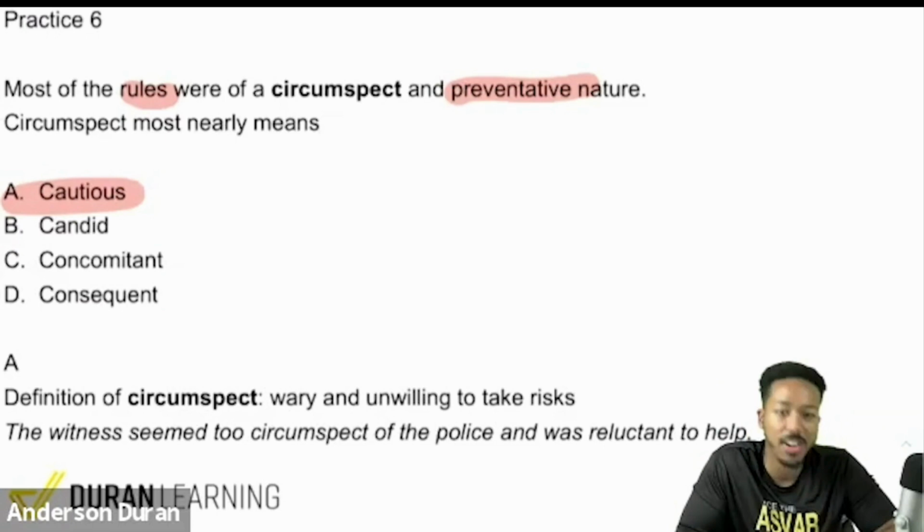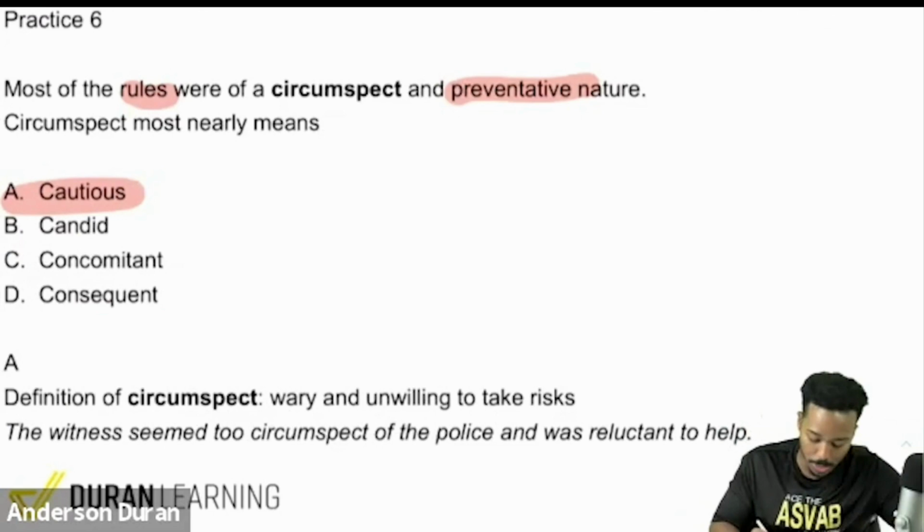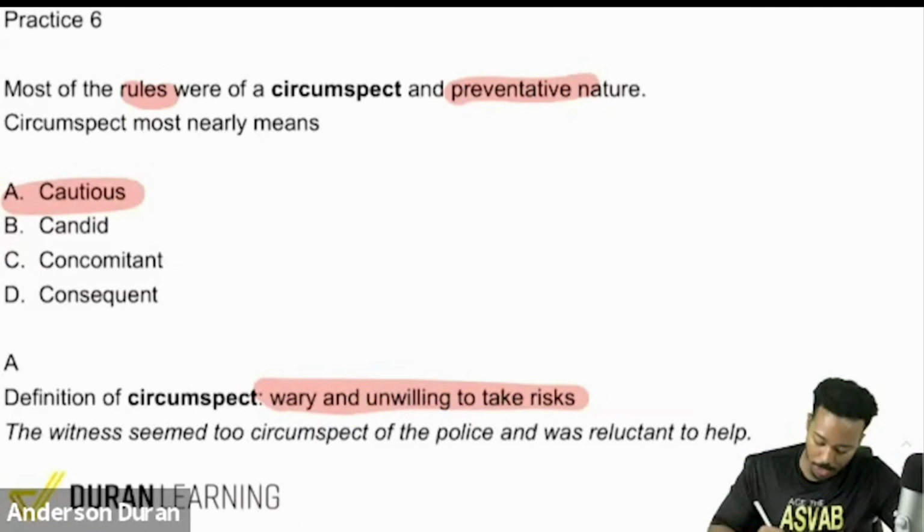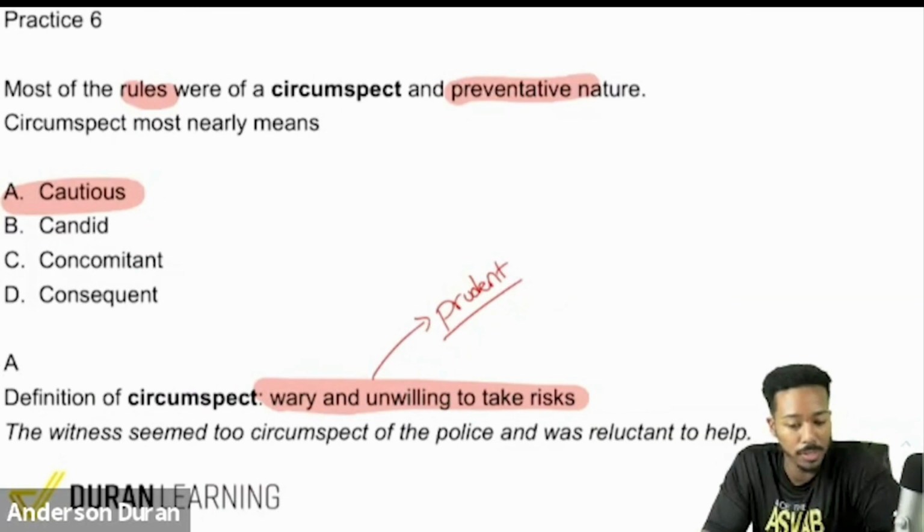So there it is. So the definition of circumspect, again, is wary and unwilling to take risks. So another word here, write this down if you didn't know: prudent. That's a nice little synonym you can add onto your list there. Prudent, cautious, an abundance of caution, prudent. Next, the sentence, let's check it out here.